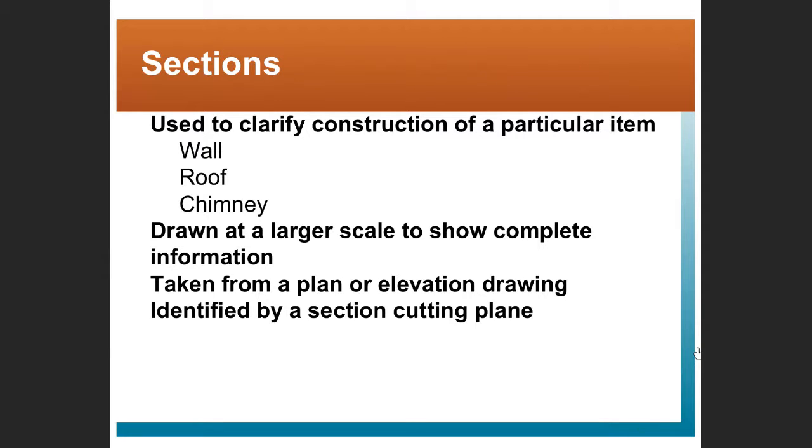Again, sections are used to clarify details that we can't convey through a plan drawn at a larger scale, right? So the plan might be at 1/8 scale, and the section could be at 3/4 inch scale or 1 inch scale, right? That's a larger fraction, so we say that's at larger scale, showing more detail. And again, it's going to be taken from a plan or an elevation drawing and identified by a line that shows where that section is cut, and hopefully an arrow that points to show which way you're looking when you're looking at that section.